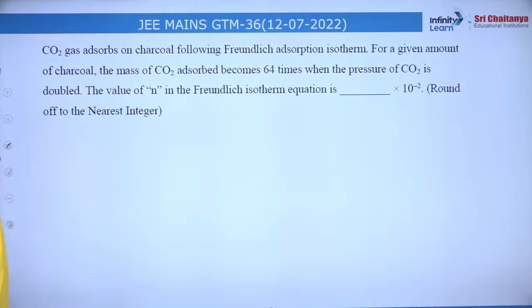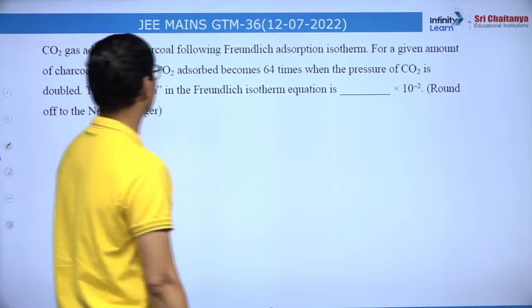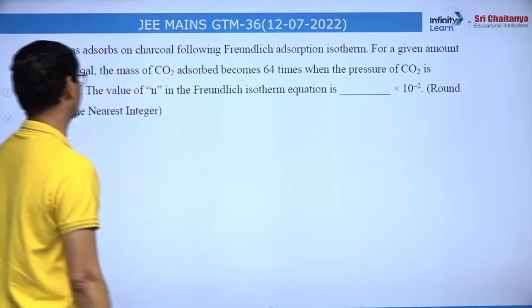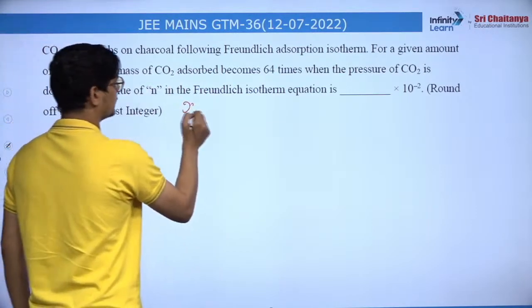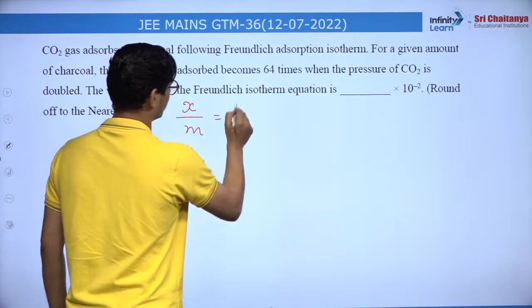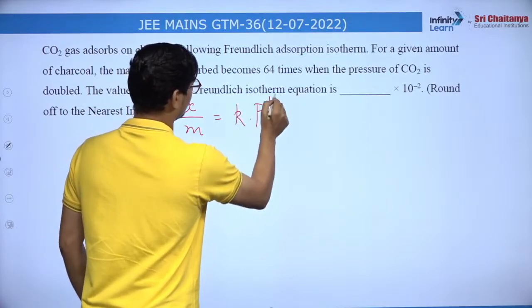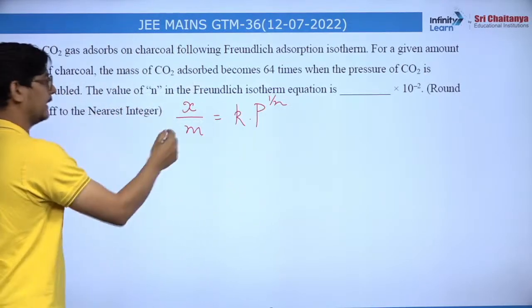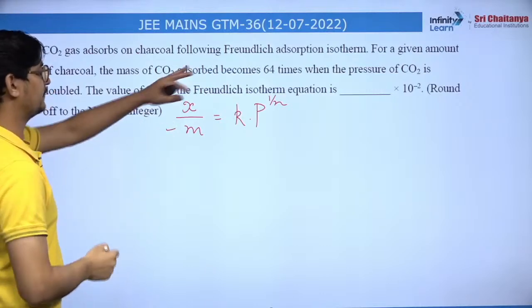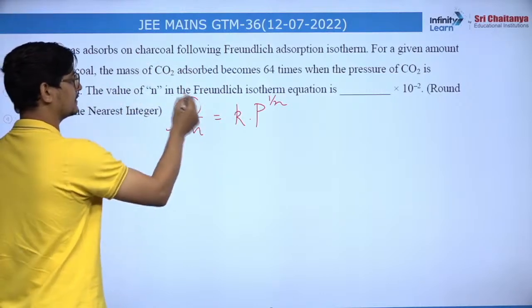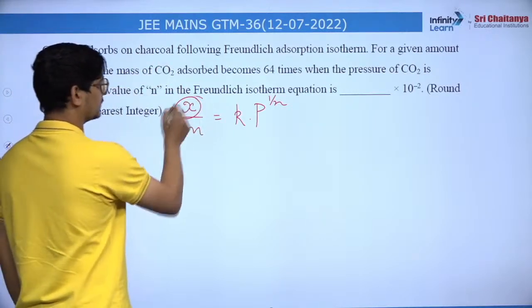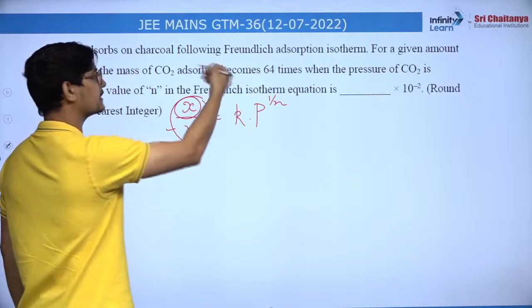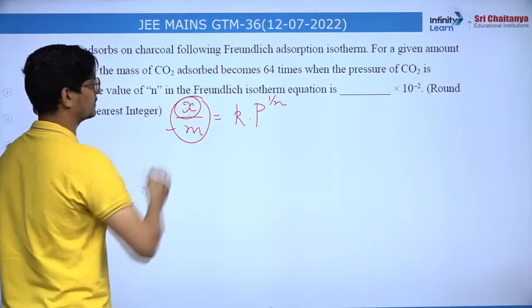Then CO2 gas adsorbs on charcoal, following the Freundlich adsorption isotherm. For a given amount of charcoal, the mass of CO2 adsorbed becomes 64 times. So guys, x by m is equal to K p raised to 1 by n. m is the mass of adsorbent, which is the same for a given amount of charcoal. x is the mass of gas adsorbed, and it becomes 64 times.